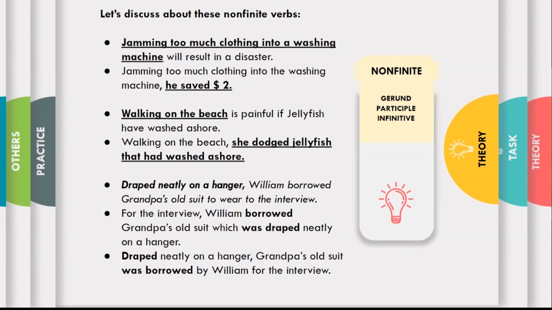Do we understand the difference? Non-finite is a little tricky because lots of verbs work in the same sentence. That's why I'm talking particularly about non-finite, not about the tense or modal verbs. Those are pretty easy. I hope you all know that. Okay? Do we understand the differences?